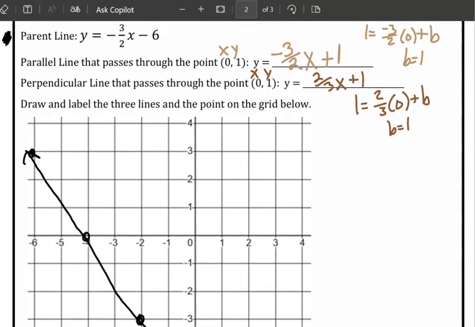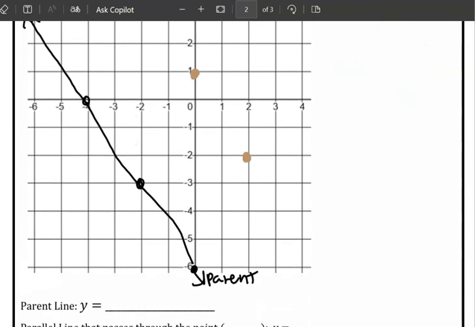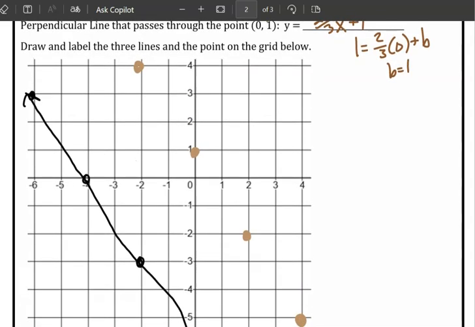Okay, let's plot the other line. The y-intercept is 1, and the slope is the same. Rise 3, run 2. Go back to the starting point, go down 3, right 2. Down 3, right 2. And then connect the points.